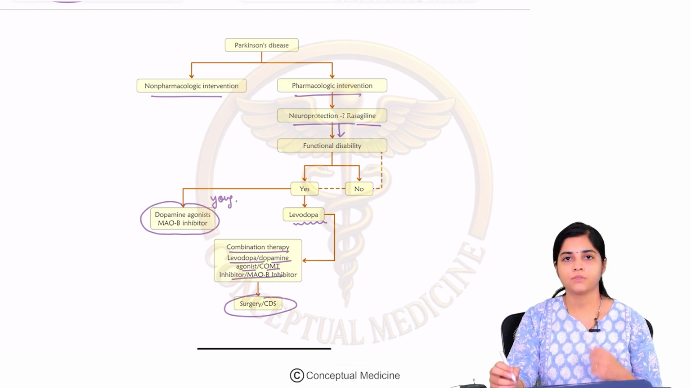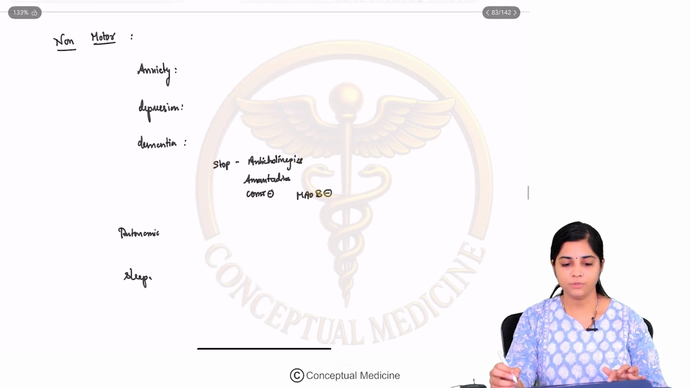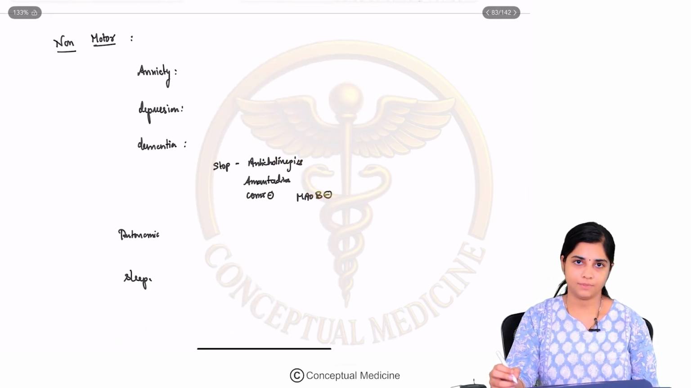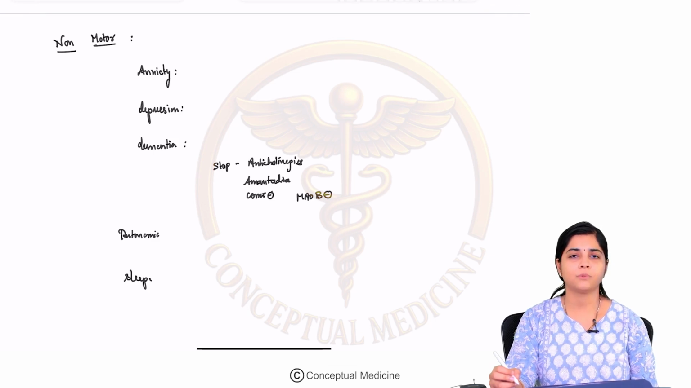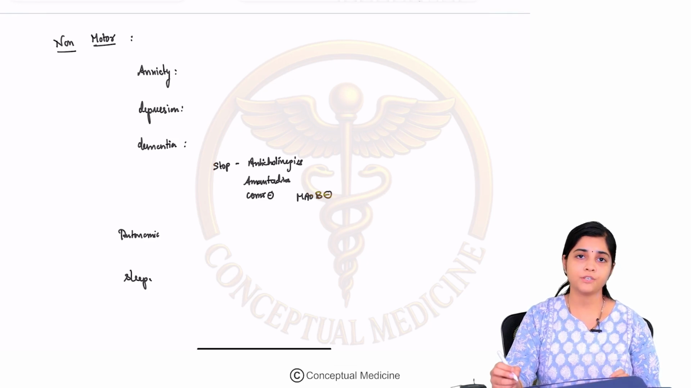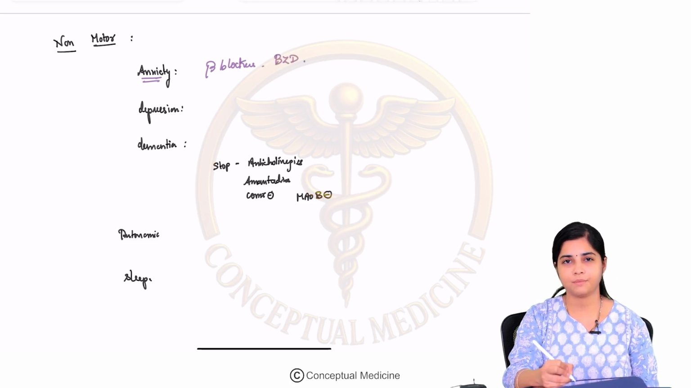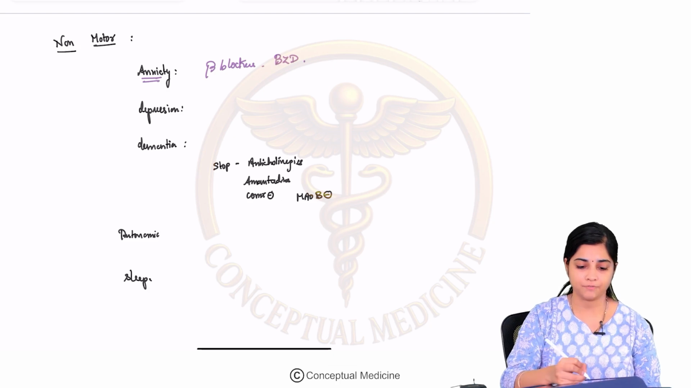Okay, fine. So this is about Parkinson's disease. Now, how will you manage the non-motor symptoms? Because Parkinson's is not always about the motor symptoms. The patient may have anxiety, the patient may have depression. For anxiety, you can give beta blockers, and you can give benzodiazepines as well. So benzodiazepines and beta blockers will help in management of anxiety.